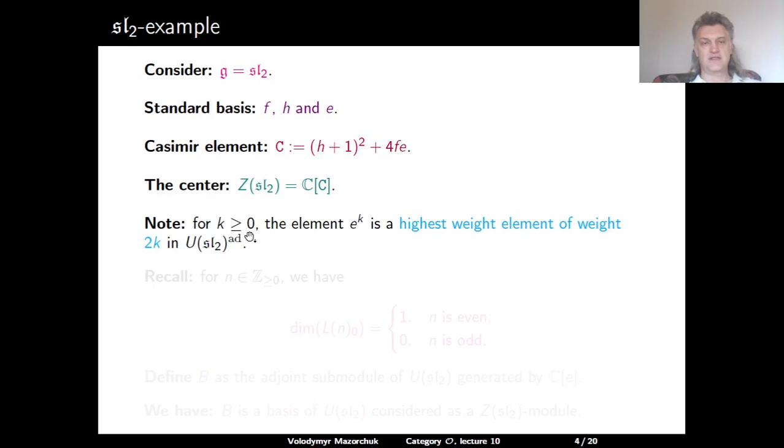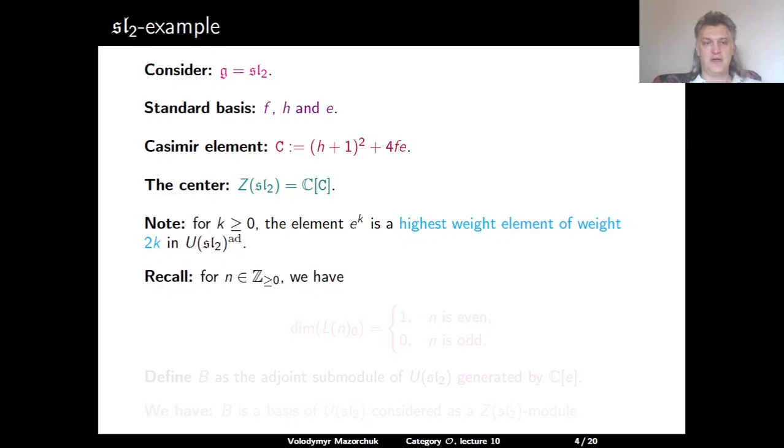For k greater than or equal to 0, the element e to the power k is a highest weight element of weight 2k in the universal enveloping algebra considered as the adjoint module over SL2. This is simply because e to the power k commutes with e and has weight 2k. So when you commute h with e to the power k, you will get 2k e to the power k.